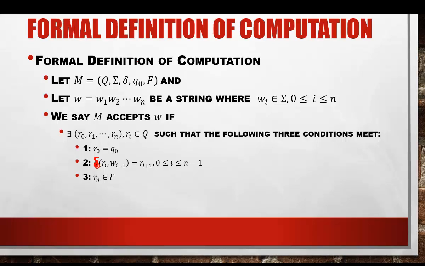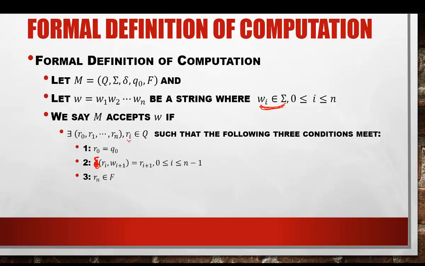Then we have a string. A string is composed of a bunch of symbols, and each symbol must come from the alphabet. So we have a string W, which is W sub 1, W sub 2, all the way to W sub n. So basically, if you chunk a bunch of symbols from your alphabet together in sequence, that will make your string. And this condition ensures that each W sub i belongs to the original alphabet so that our machine wouldn't get confused. Then we say that the machine accepts W if we can find a sequence of states.